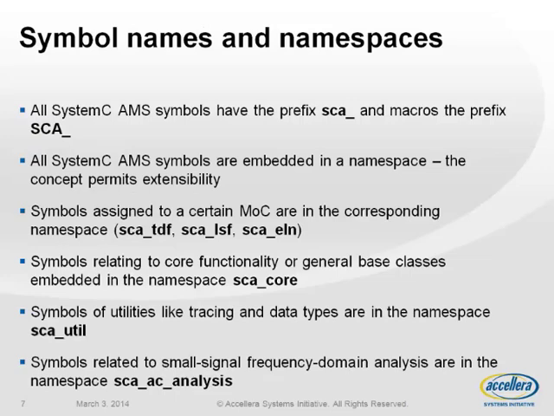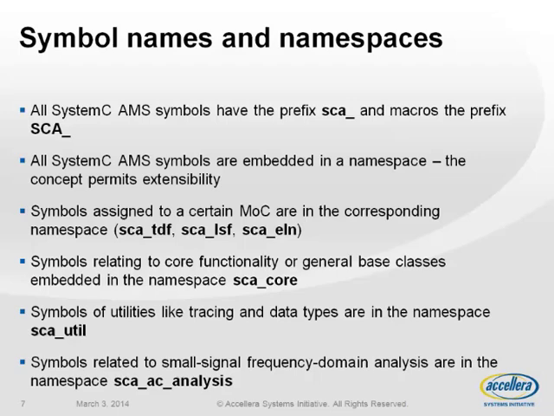Similar to SystemC, we have some naming conventions. All symbols which are in the SCA standard are prefixed by sca underscore. That means you as a user should never use such a prefix, because then you are in danger of getting some symbol collisions. Also, like in SystemC, all symbols are embedded in a namespace. With this concept, we realize extensibility, and we have different namespaces for the different models of computation. That is the difference to SystemC.